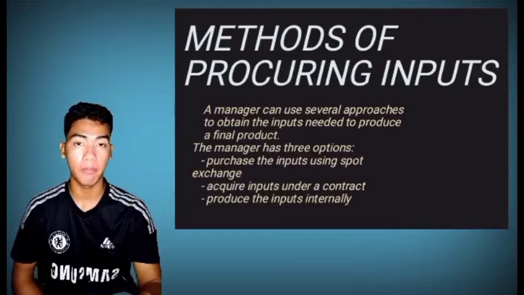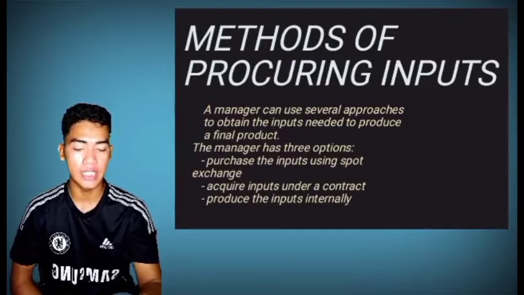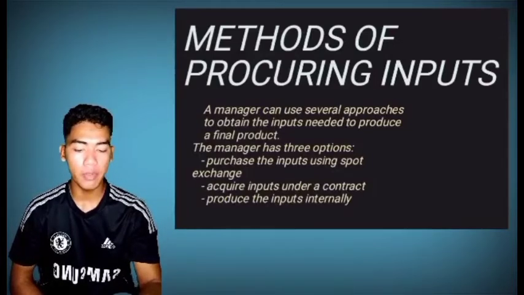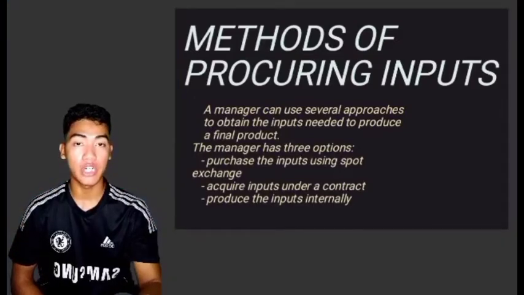Methods of procuring inputs. A manager can use several approaches to obtain the inputs needed to produce a final product. The manager has three options. First, purchase the inputs using spot exchange. Second, acquire inputs under a contract. And lastly, produce the inputs internally.